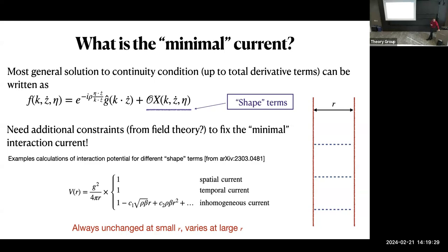The problem that we have right now is that when rho is non-zero, it's frankly not obvious what the minimal current should be. There are a number of shape terms you can write down where it's not clear: should I set those to zero? Is the minimal current just making this vanish? It's not obvious. So we need additional constraints, either from a field theory construction or from amplitude arguments, especially amplitudes at complex momentum and demanding generalized unitarity. That should constrain these shape terms.